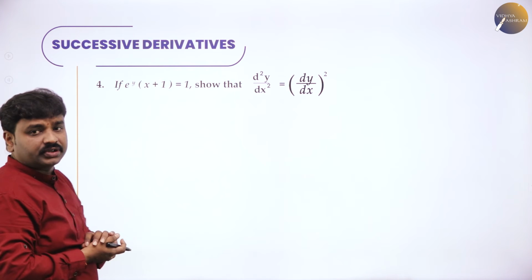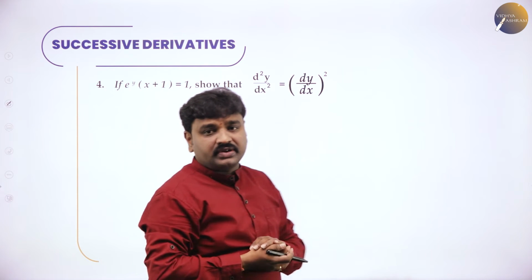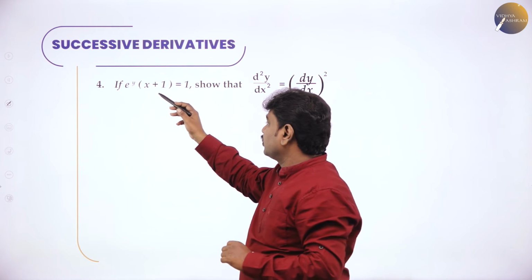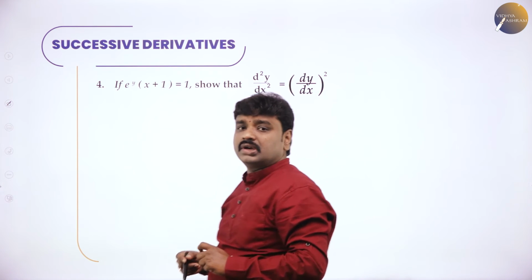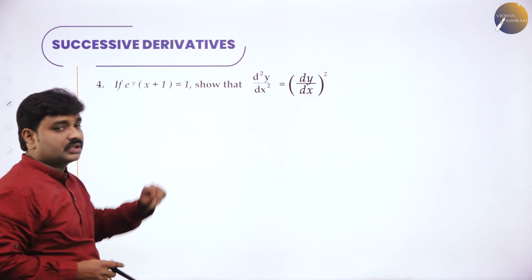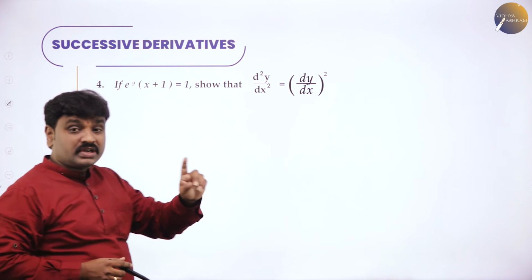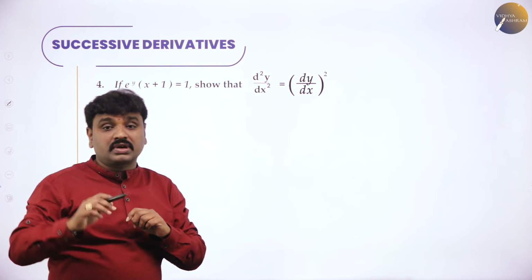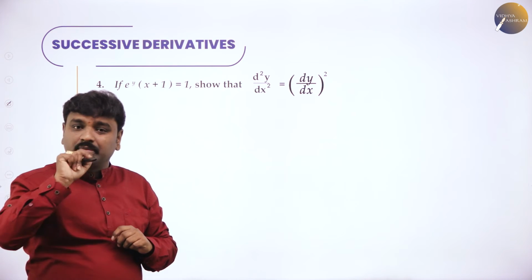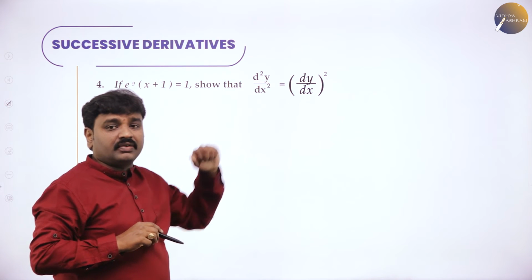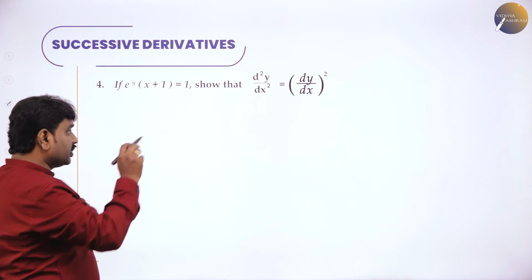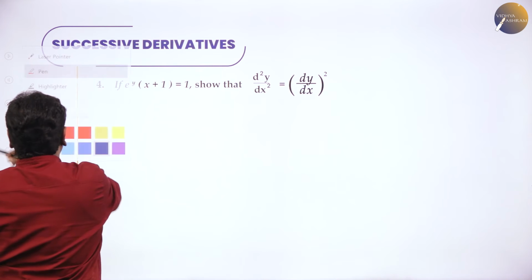Next important question in successive derivatives. E power y into x plus 1 is 1. Show that d square y by dx square is dy by dx the whole square. You need to prove both are same. D square y by dx square is not same as dy by dx the whole square always. Dy by dx means one time differentiation and squaring it, and d square y by dx square is double derivative. So we'll see in this case they want you to prove this. We'll see whether they are same or not.